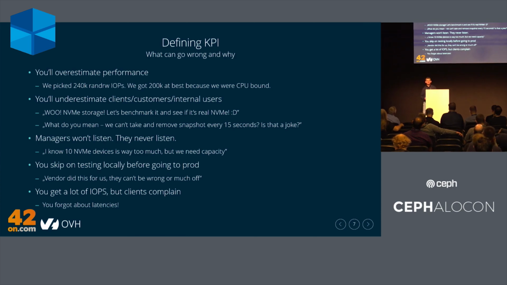And even if you assume you have a desired number of IOPS, you are still getting clients complaining about performance. Why? Because you forgot about latencies. You are getting 300,000 IOPS, but who cares when you get 100 milliseconds of latency per IOP?